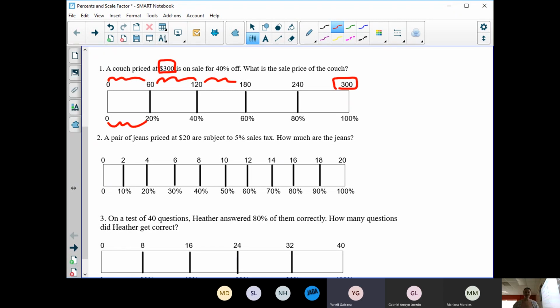Any questions about why I divided it the way I did? Okay.